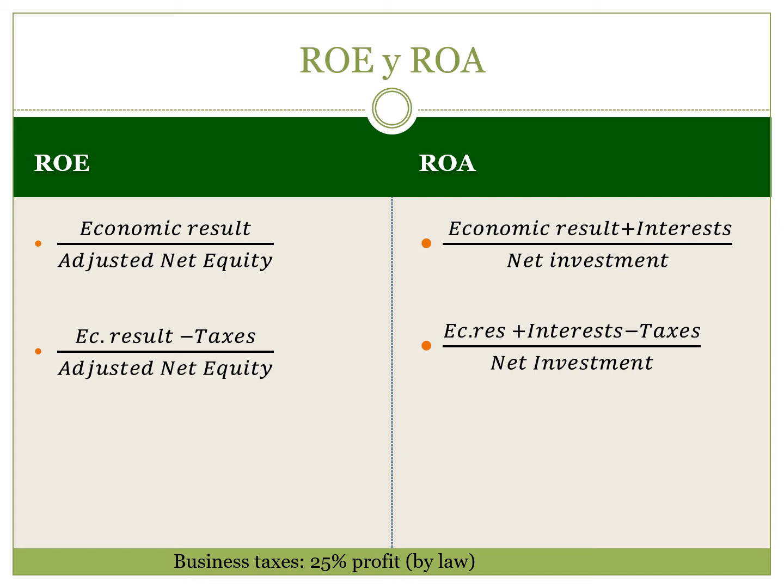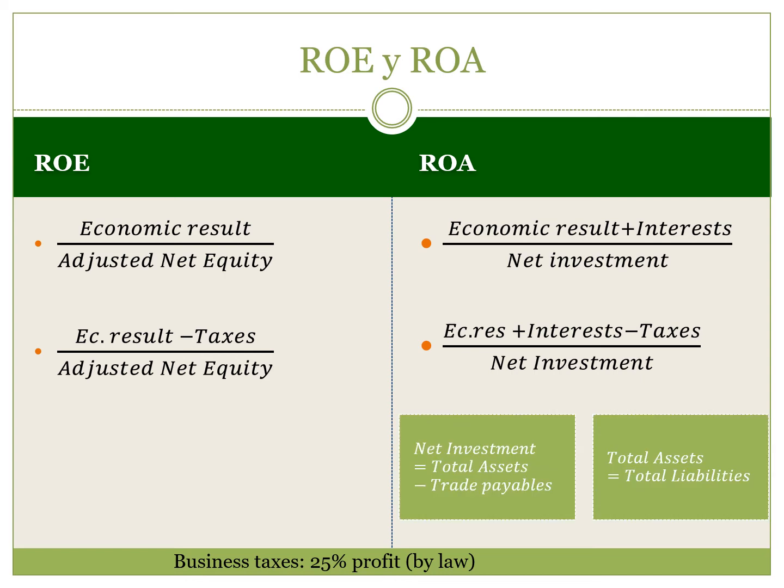You can also calculate this return on assets after taxes, and in that case you will do the economic result plus interest minus taxes divided by the net investment. And what's net investment? Net investment is going to be the result of total assets minus trade payables. Trade payables represent those amounts that the company has to pay to the suppliers, okay?